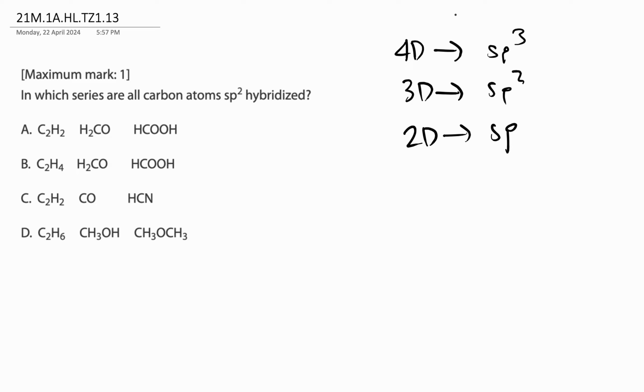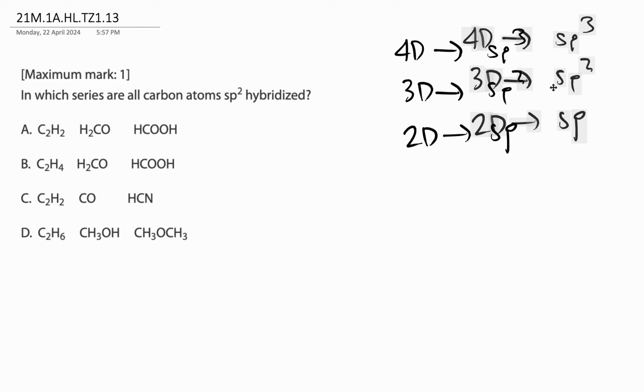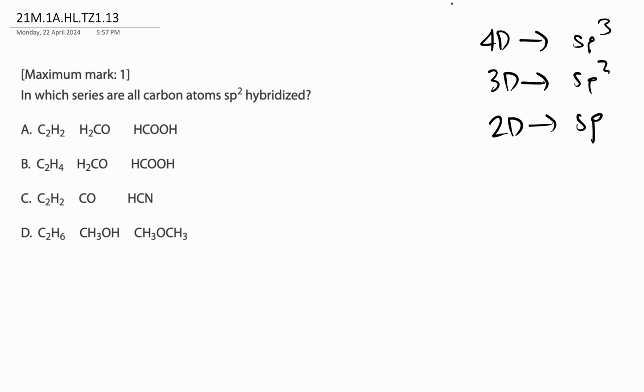Okay, so they're asking us in which series are all the carbon atoms having sp2 hybridization, meaning having only 3 domains around it. So let's just go one by one. Let me just lasso this to the top so it doesn't take up too much space, like that. You can refer right there. So let's go from part A.